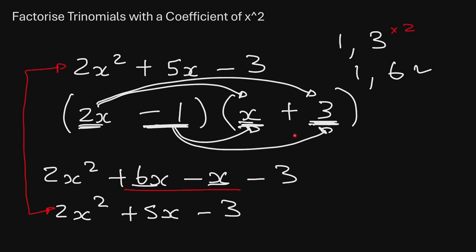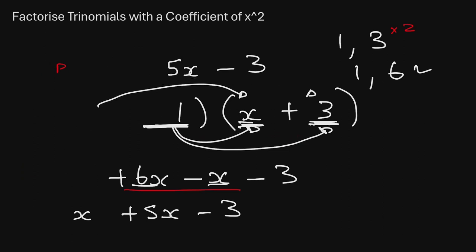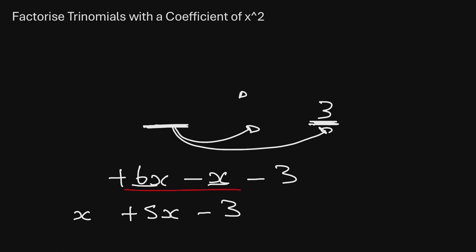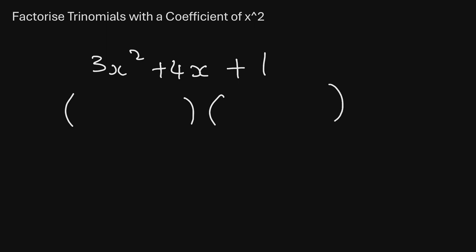So now let us look at the next problem. Remember, you can pause this video and try to tackle the problem by yourself. So now let's say, for example, we have 3x² plus 4x plus 1. So the first thing that we do, we open two brackets, and then we ask ourselves, how can we write this 3x²? We can write 3x² by saying 3x multiplied by x. And then we ask, what are the factors of the last term? The last term is just 1, and we know the factors of 1 are just 1 and 1.